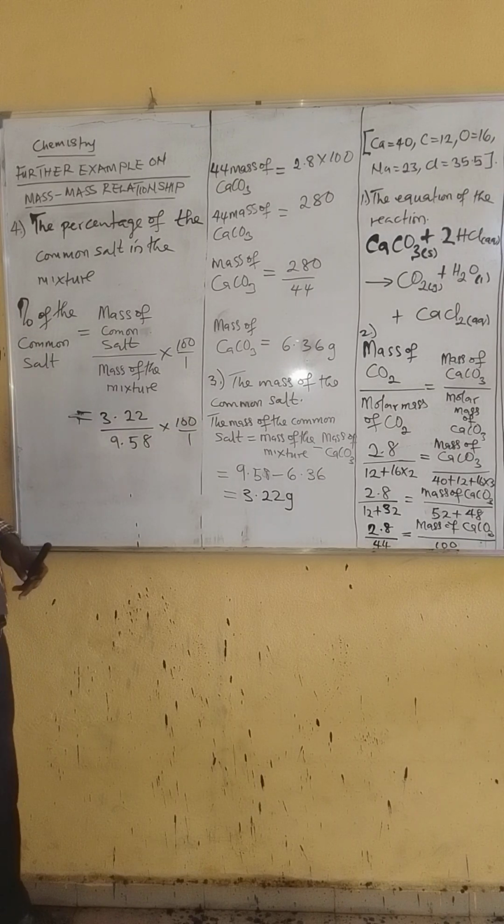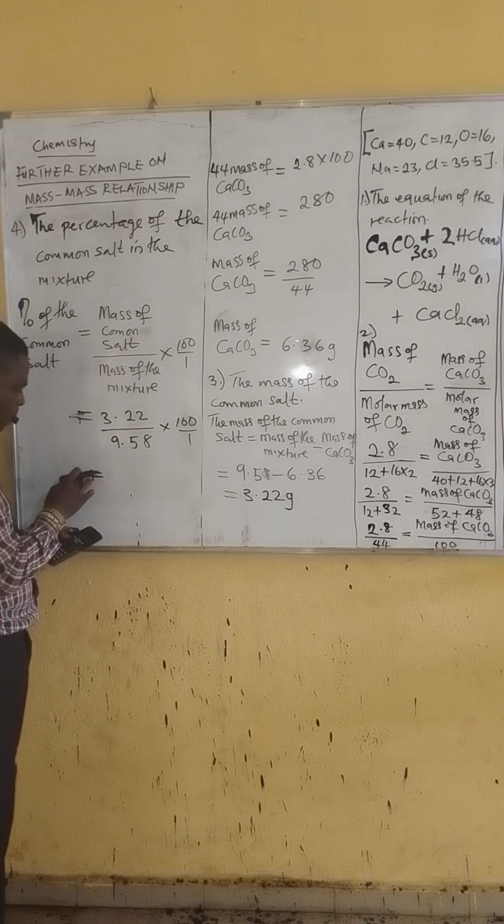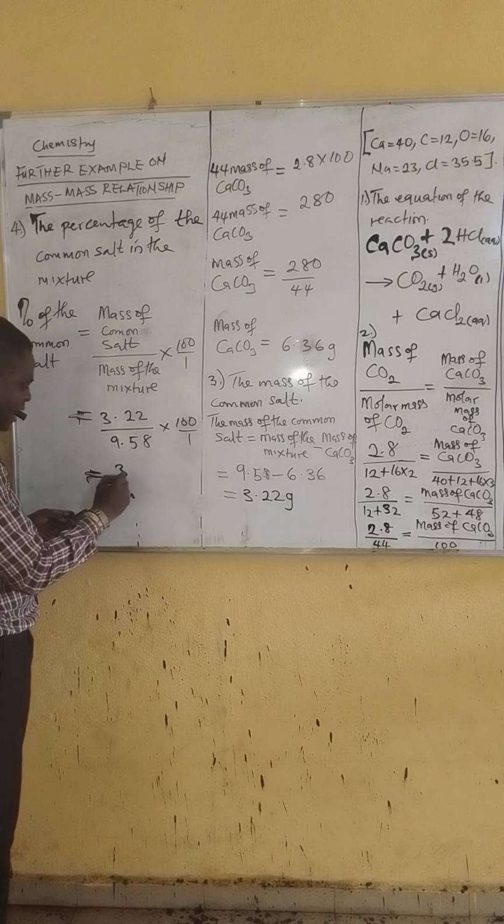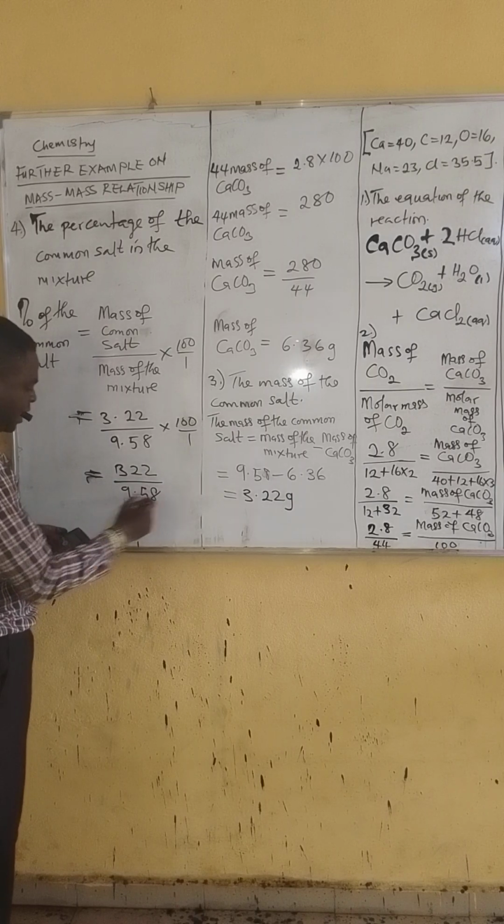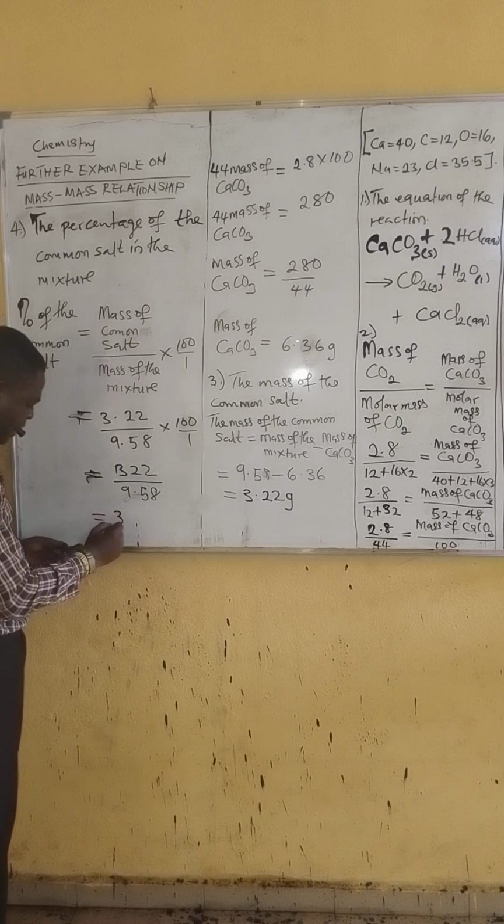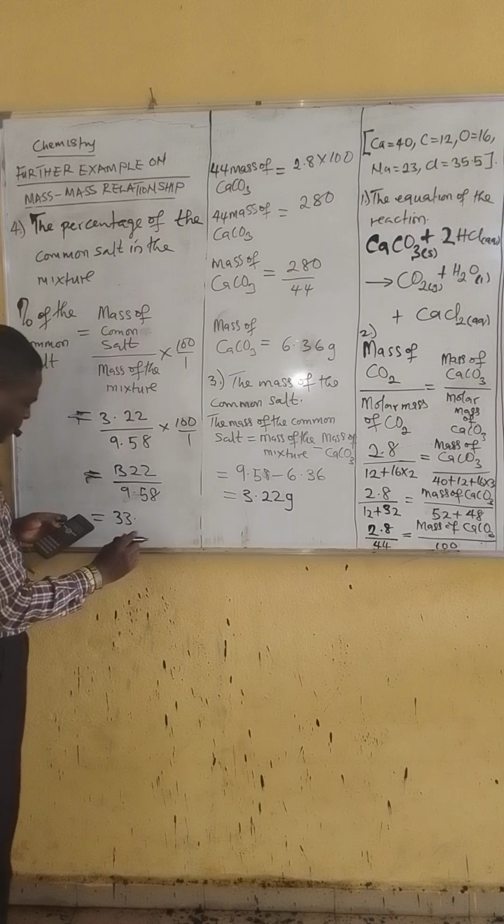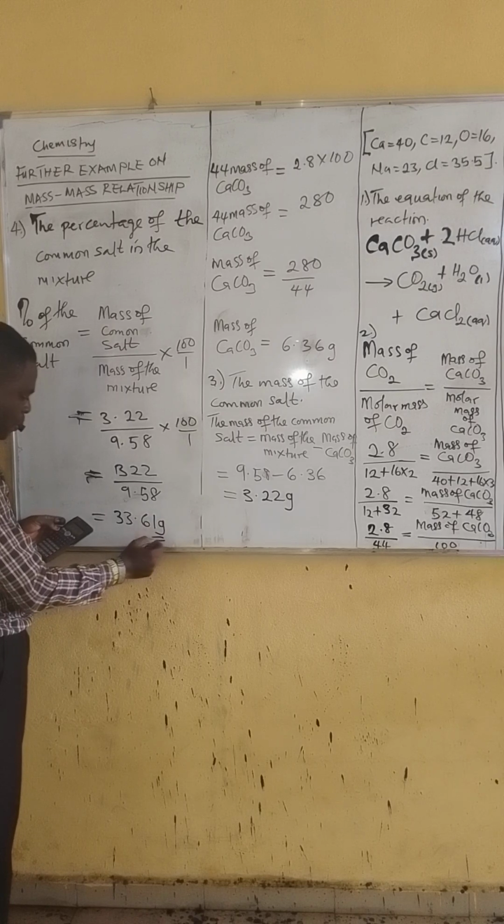So what do we have? We have 3.22 times 100, the answer is 322 over 9.58, and the answer will now be divided by 9.58. Then our answer is 33.61 percent.